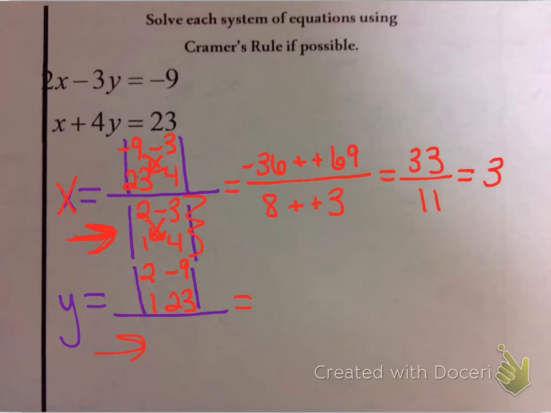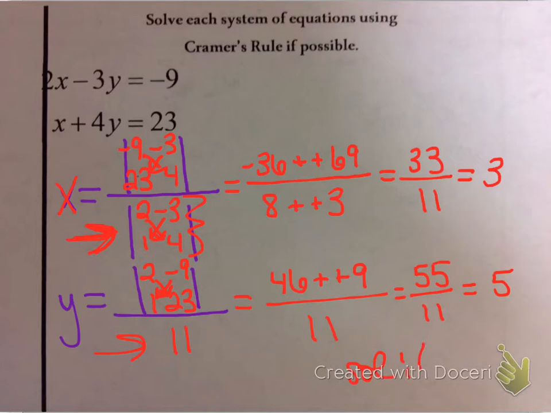I'm going to do the numerator for the y's. So when I do the forward diagonal, 2 times 23 is 46, minus the backwards diagonal, negative 9 times 1, which is negative 9, becomes addition. Again, the denominator is the same 11 that I just calculated when I was solving for x. That's not going to change. So this time I have 55 over 11, which is 5. And that means the solution to this system is the point (3, 5).